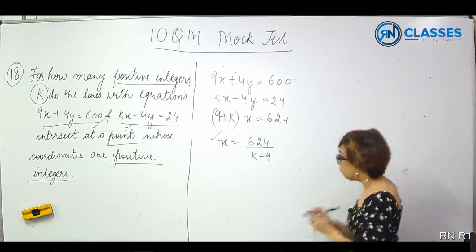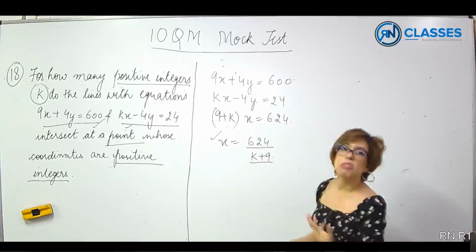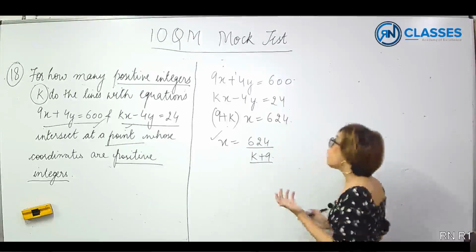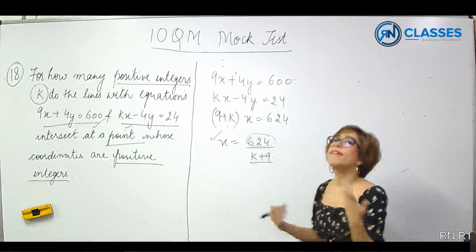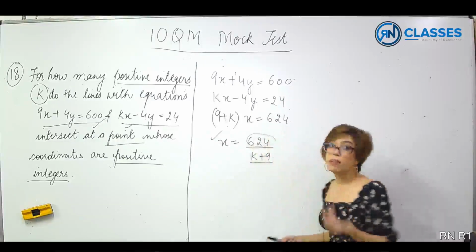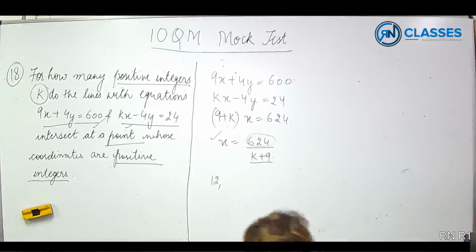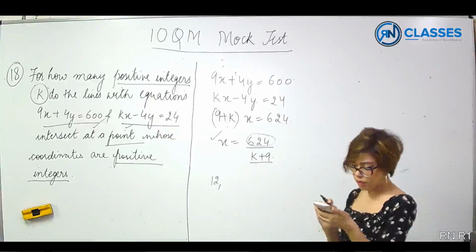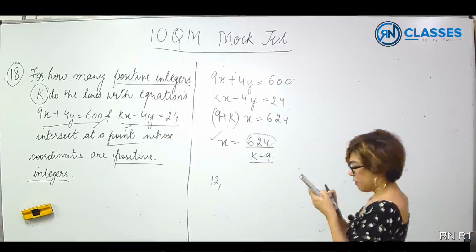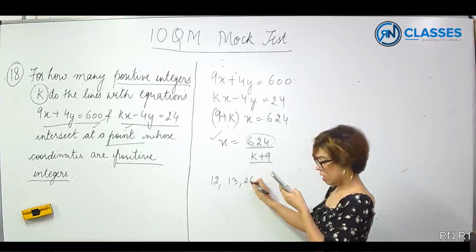Also, k itself is a positive integer. That means k + 9 is, maybe it is 10, maybe it is 11, maybe it is 12, and so on. So I can just look for the factors or divisors of 624. Mind it, those factors which are greater than 9. So obviously the first factor would be 12. And the next factor, we can write it like this. Yes, the next factor can be 13, then 26, the corresponding values.